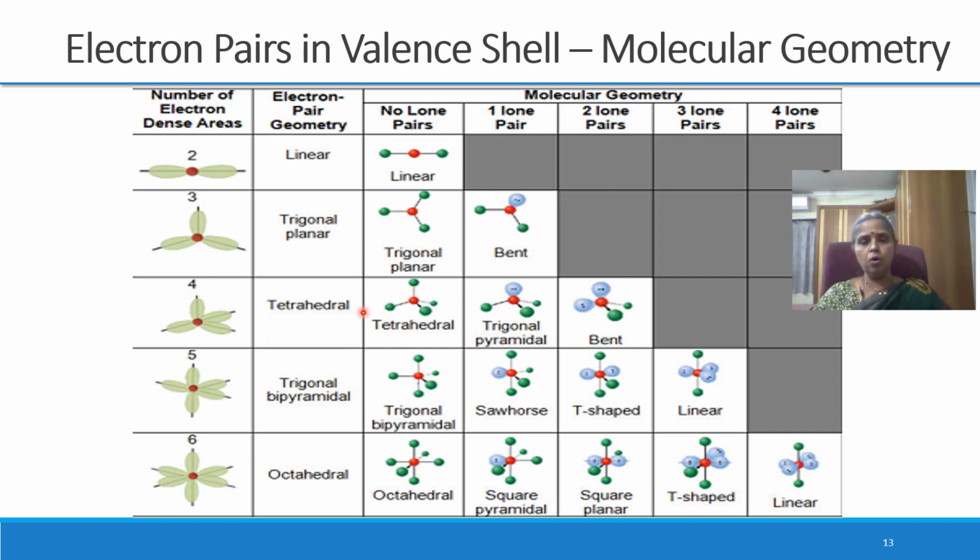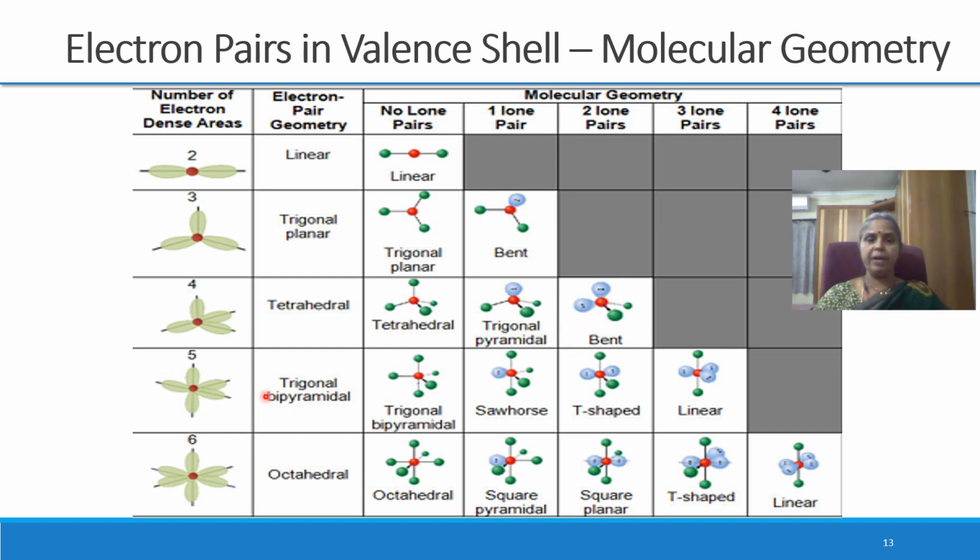Supposing you are having four pairs of electrons. If there are no lone pairs, it is tetrahedral. If there is one lone pair, like in the case of ammonia, it is pyramidal. Nitrogen will have one lone pair, the remaining three are bond pairs, and the molecule will be trigonal pyramidal. Supposing, like in water, you are having two lone pairs, with oxygen carrying two lone pairs, the molecule is bent. So no lone pairs, tetrahedral; one lone pair, trigonal pyramidal; and two lone pairs, it is a bent molecule.